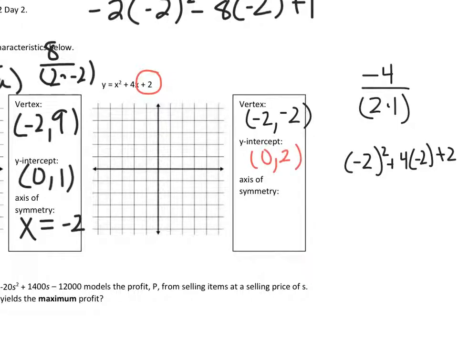Or you can always just plug in 0 for x. My axis of symmetry is going to be x equals, because it's always a vertical line, whatever the vertex is. So x equals negative 2. So I'm going to plot the point negative 2, negative 2, make my axis of symmetry, and then also plot the y-intercept at 0, 2. So if this is your line of symmetry and you have 0, 2, then right across from it is going to be another point on the parabola. So now you can connect these 3 points to make a curve. Make sure you put arrows at the end.